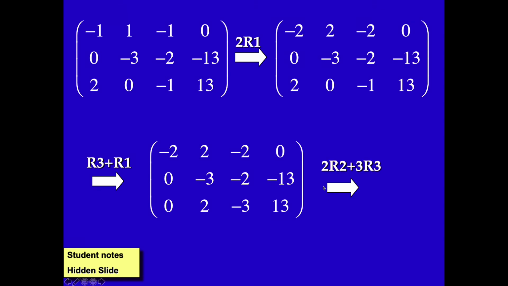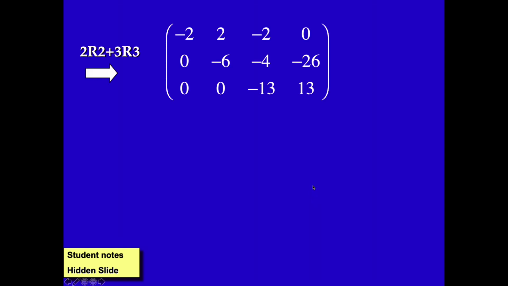And then I multiply one row by 2 and the other one by 3 to get that form. So basically you're getting this staircase form. And once I have 2 zeros up here, that means I've eliminated 2 variables.